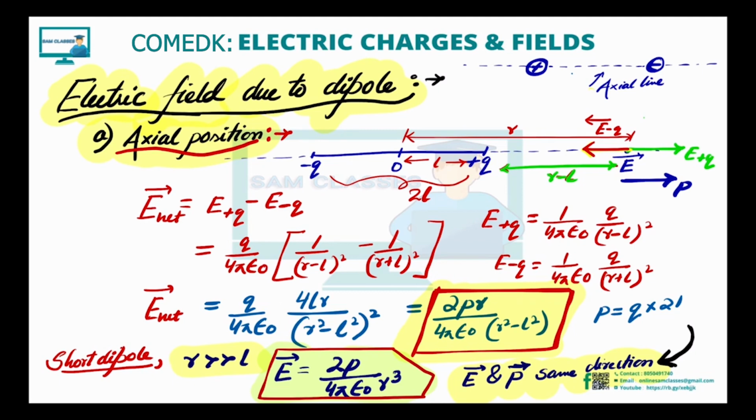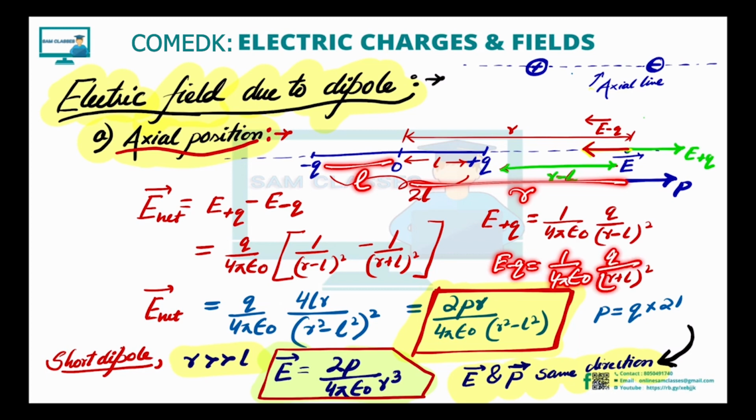We already know the electric field formula: KQ by R square, that is 1 by 4 pi epsilon naught into Q by R square. What is the distance? For the positive charge, this total is R, the distance from the center, which we are measuring, student. Very important. And this is L from the center. So this part will be R minus L, correct? Pretty simple. So it will be R minus L the whole square. And if you see, this part is L and this part is R.